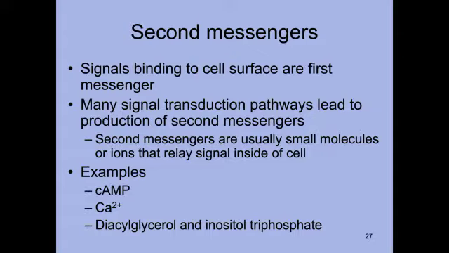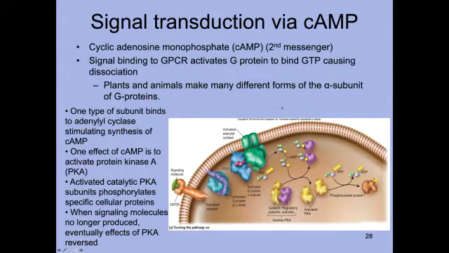So a lot of different transduction pathways use and lead to production of second messengers. Some examples of these are cyclic AMP, calcium ions, diacylglycerol, and what's known as inositol triphosphate. So let's take a look at what's happening in signal transduction with a second messenger. Cyclic AMP, known as cyclic adenosine monophosphate, or cAMP for short, is known as a second messenger.